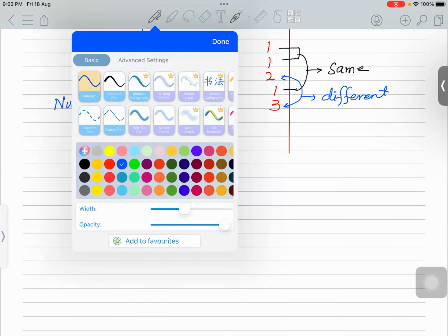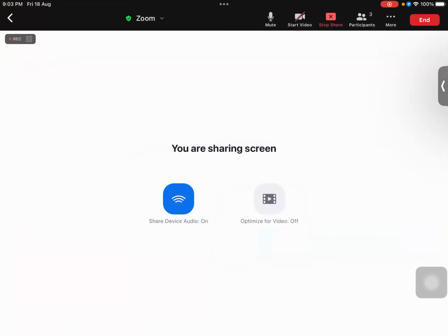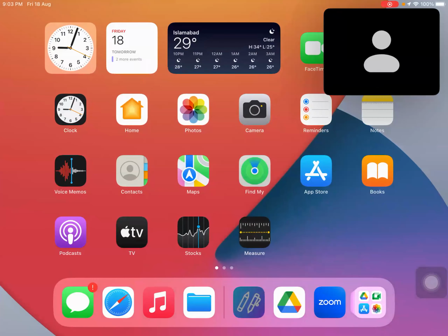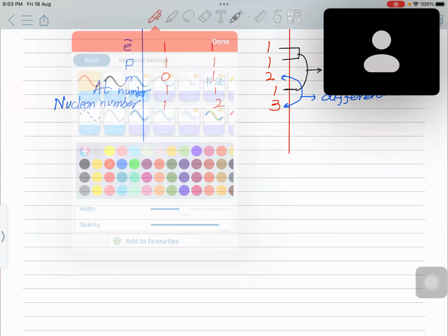Can anyone define what isotopes are? Sir, isotopes are atoms of the same element. They have the same number of protons and electrons, but they have a different number of neutrons, so they have a different nucleon number. Yes, they have the same proton number but a different nucleon number, right? Yes. So let's start the second example of isotopes, right?